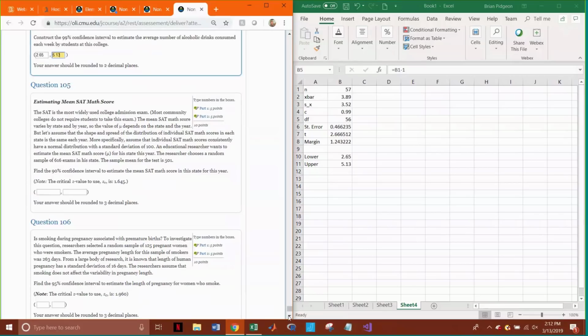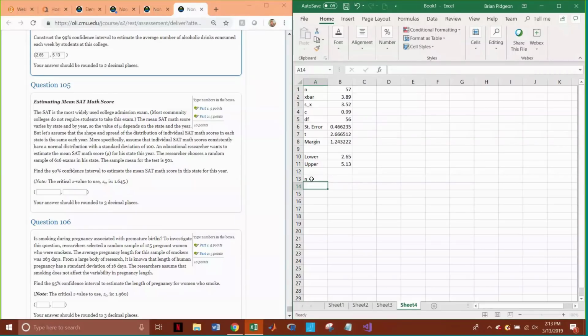All right. Now, these last two questions on the review are slightly different because now, if you read it, we're going to be given the population standard deviation. So all the other confidence intervals for means that we calculated, we used the sample standard deviation. Not anymore. If we're given the population standard deviation, we don't need to use t anymore. We can use z.